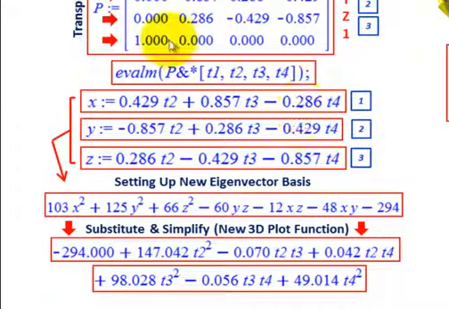I left T1 out here, which really, there is a T1 value of 1, but I left it out. Okay, so what we're going to do is set up our new eigenvector basis. So we start with our quadratic function, the original one with the X, Y, and Z, and those cross terms. What you do here is, using your software, substitute in your X, Y, and Z values in terms of our T1 through T4 into our original equation.